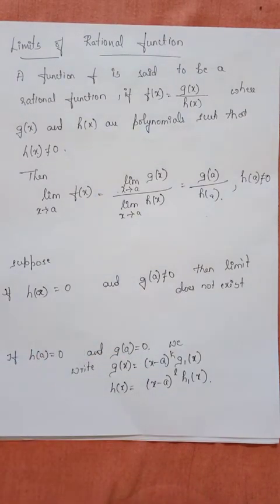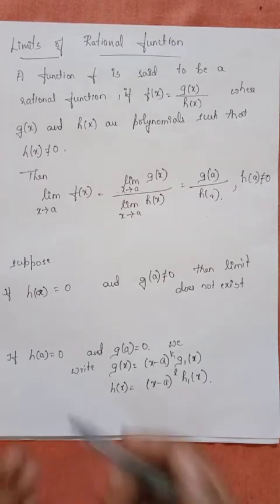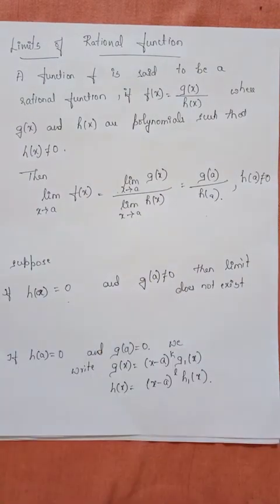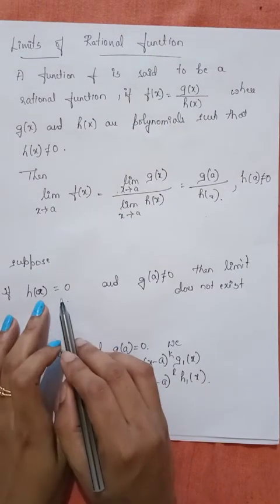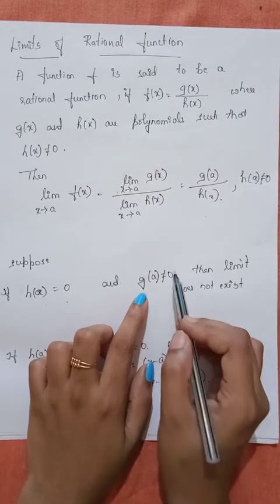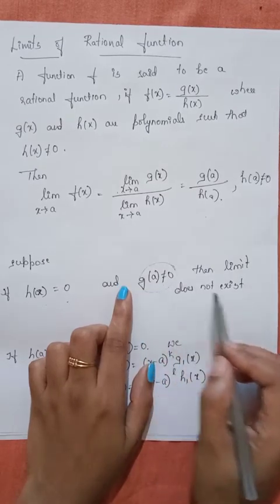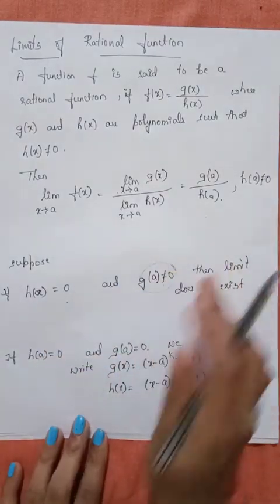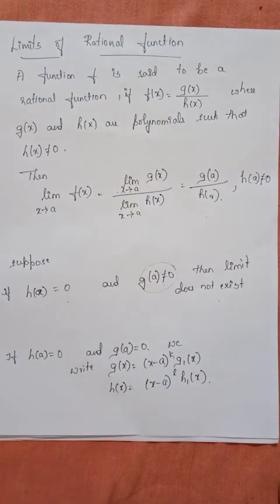Suppose h of a is equal to 0. That is, when you replace x by a in the function h of x and you get h of a equal to 0, then there are two conditions. One is if h of a is 0 and g of a is not 0. That is, after replacement, if g of a is a non-zero value, then directly you can conclude that the limit does not exist. You can understand it as you get the examples also.